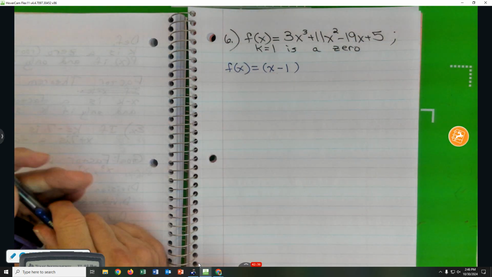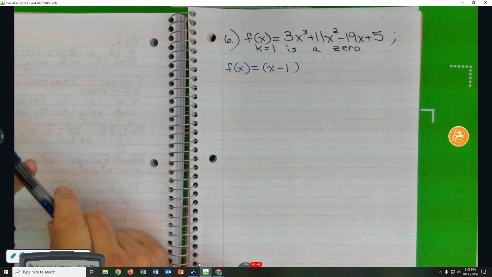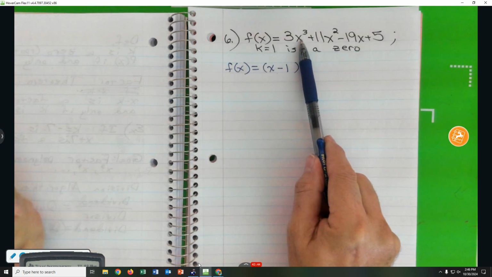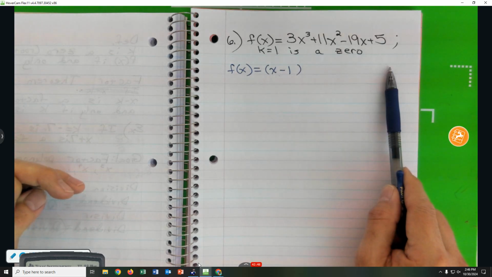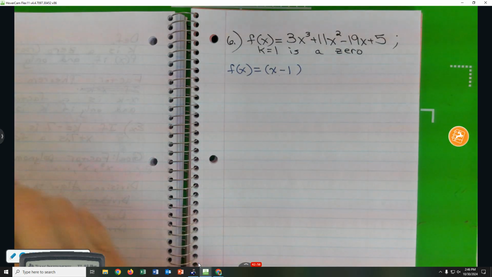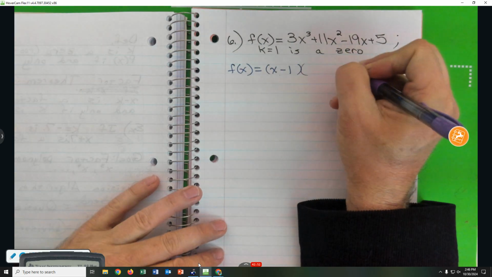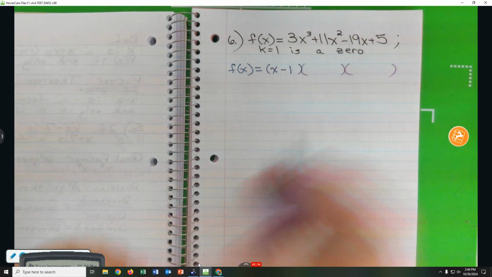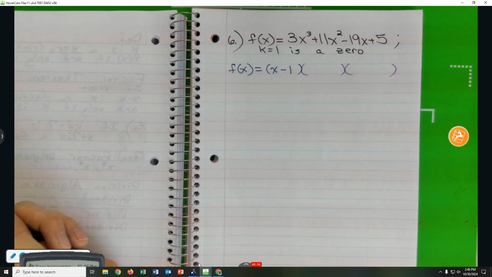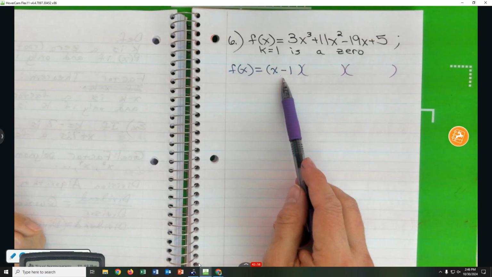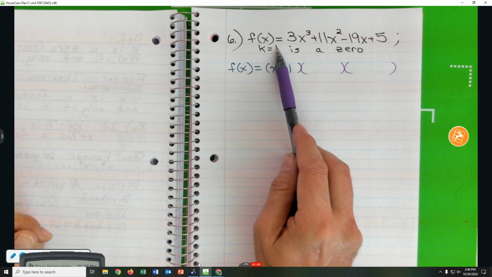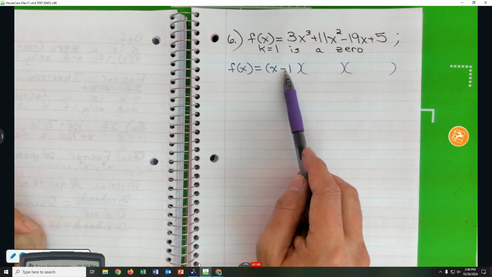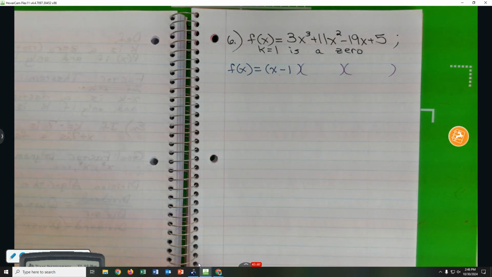We wanted linear factors. That means just x's. In order to get an x cubed, we need an x, an x, and an x. So we need two other sets of parentheses. That's what we're looking for. The first factor came about from the 0. It's the variable and then the opposite of the k value. Now let's use synthetic division.